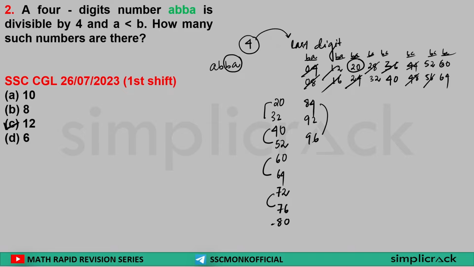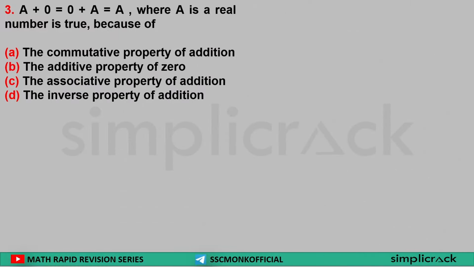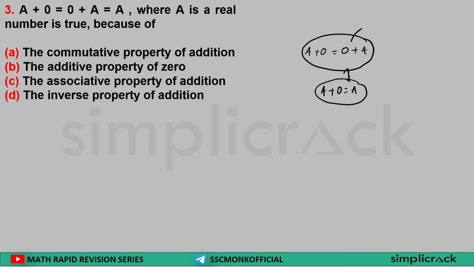See, very simple questions. Okay, next, a plus 0 is equal to 0 plus a. That means when you are adding a to 0 and you are getting 0 plus a, and if in case it is written as a plus 0 is equal to a, that means these two things are different. How? This is known as commutative property. Commutative means they will be switching the positions. This is known as what? Additive identity.